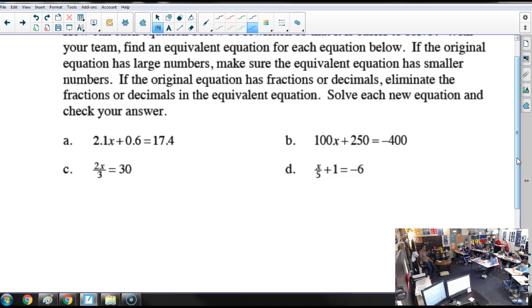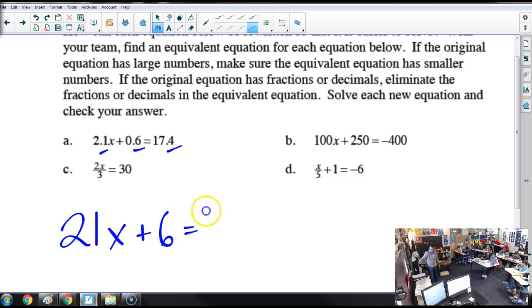Now, mathematically, there's a right answer and a wrong answer, but which way is best? If you want to start with the subtraction, you could. Or, what could we multiply the whole problem by to make life a tad bit easier? 10. And this problem can turn into 21x plus 6 equals 174.